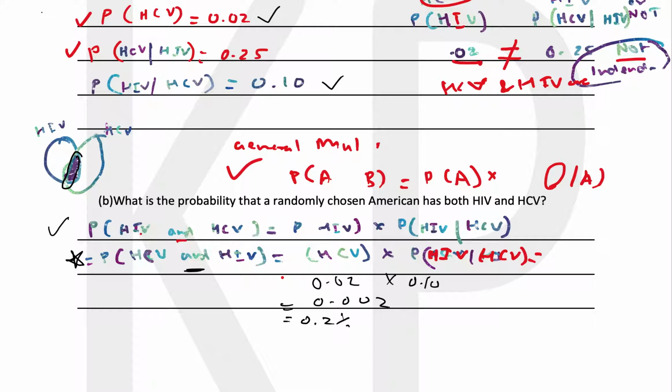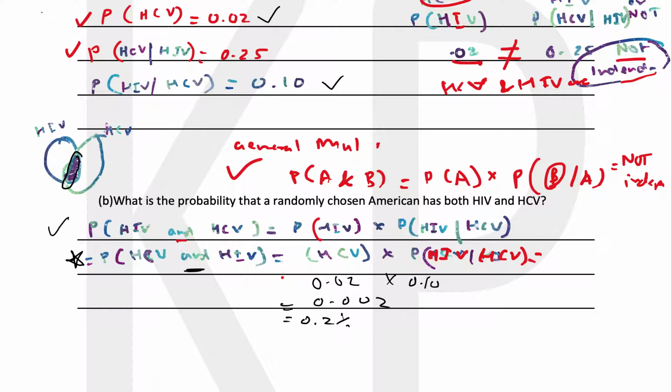So the probability of HIV and HCV is, by formula, probability of HIV times probability of HCV given that HIV has already occurred. If you go back and look, the general rule says that probability of A and B is equal to probability of A times probability of B given that A has already occurred. And that is true for not independent events. And we are going to use that because we already proved that our events are not independent.